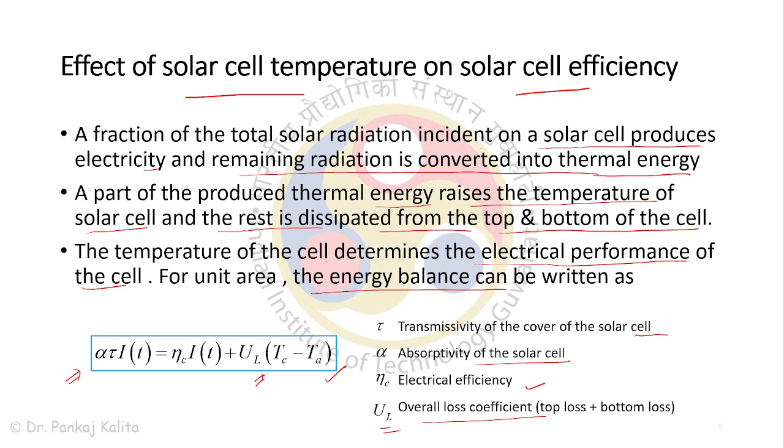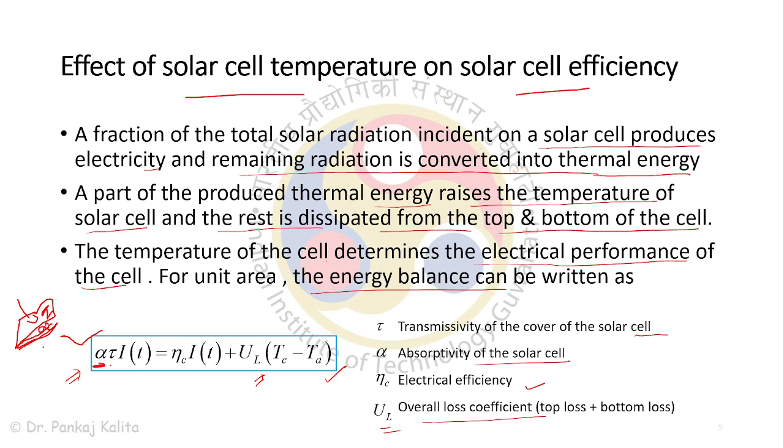Now if you do the energy balance, alpha is your absorptivity of the solar cell, tau is your transmittivity. We have a cover on the solar cell through which the radiation passes, and then this is your PN junction on which it is absorbed. So there is tau corresponding to this cover, and absorptivity corresponding to this solar cell.